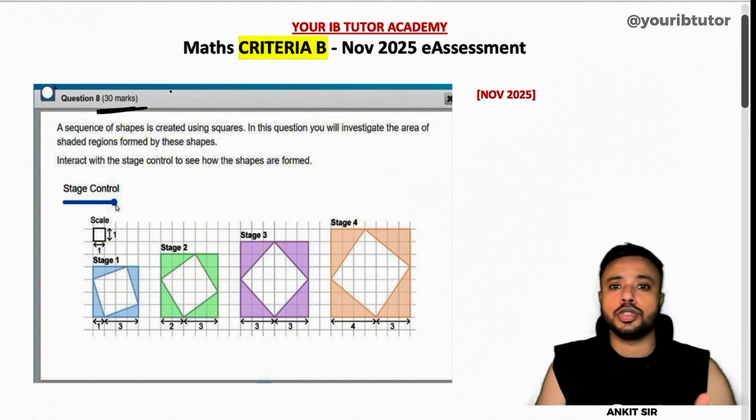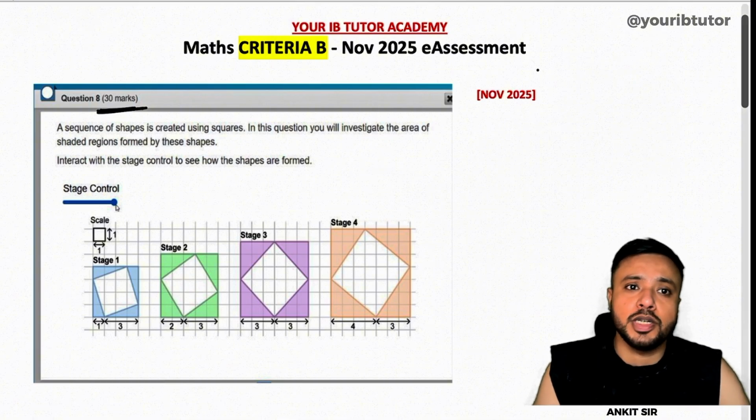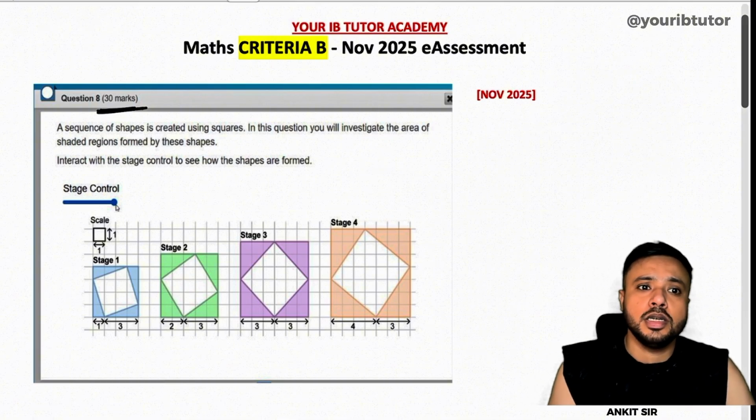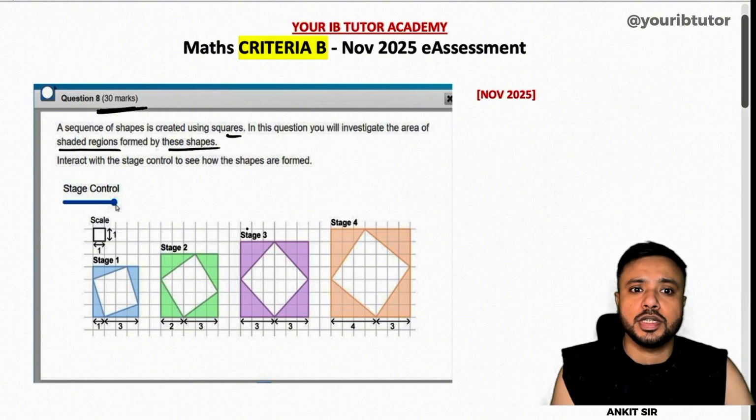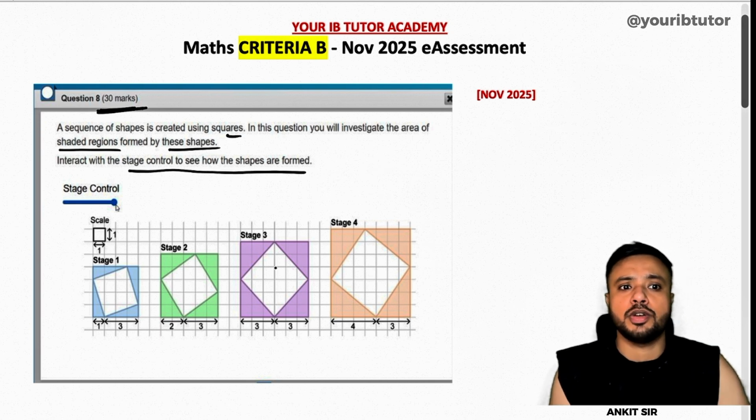So this is the question from the November 2025 maths e-assessment. It's given that a sequence of shapes is created using squares. In this question, we will investigate the area of the shaded region formed by these shapes. You can see these are the different stages: stage 1, stage 2, stage 3, stage 4, and the shapes are given. Interact with the stage control to see how the shapes are formed.